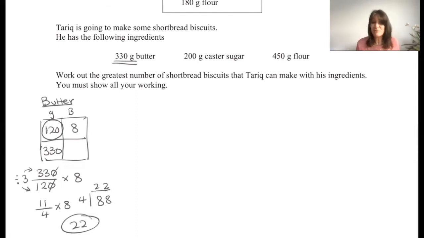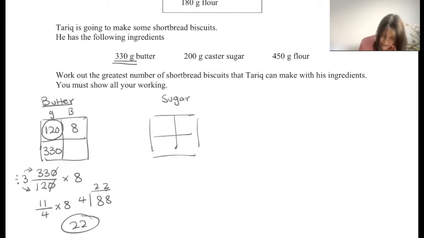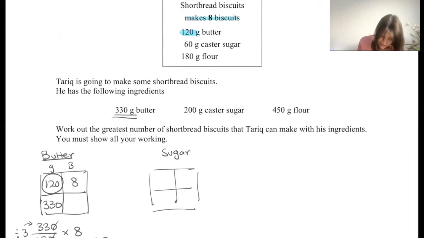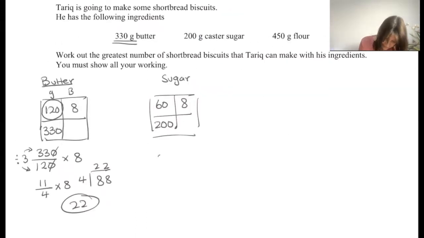And then I have to repeat that whole process. So I'm going to do sugar, do my grid. The grid just organizes my information. This time I've got 60 grams making me 8 biscuits and 200 in the question. Okay, so cross those off. 6s into 20. Well, I can half this actually. That's going to give me 10 over 3. Okay, so 10 times 8 is 80.